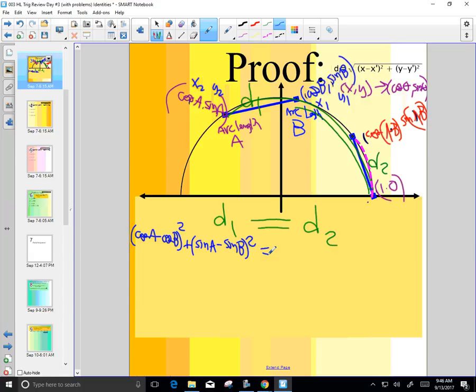On the other side, I'm going to take this one I'll call x2, y2. This one I'll call x1, y1. And you see how when I do x2 minus x1, I get cosine A minus B minus 1 squared plus sine A minus B minus 0 squared.